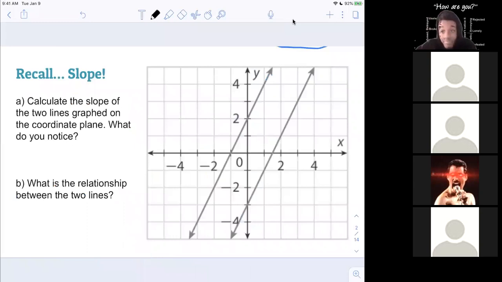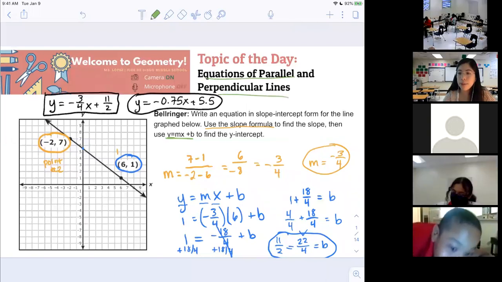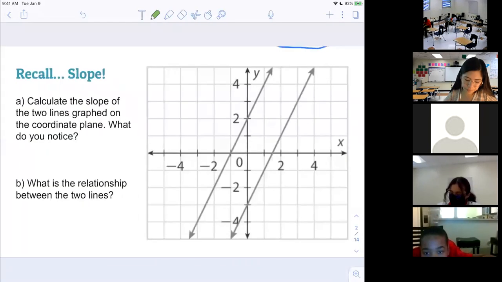In today's lesson, the topic of the day is equations of parallel and perpendicular lines. We've been talking about parallel lines and perpendicular lines and how they look visually, but today we're going to put them on a coordinate plane and talk about the equations. That's why I wanted to review linear functions yesterday and today, because now we're set up to be ready for this.